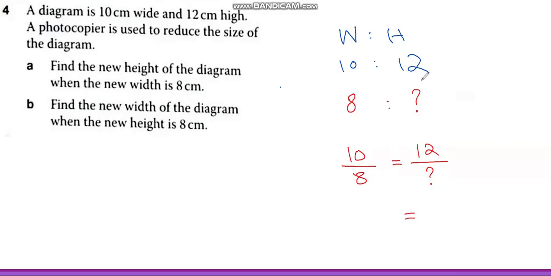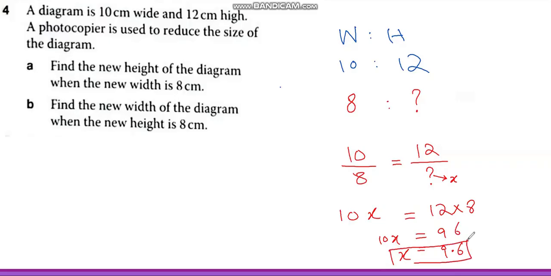Let's suppose the unknown is x. So we can write 10x equals 12 times 8, and that should be 96. So 10x equals 96, and if we want to find the value of x, meaning the height, it should be 9.6. It means when the width becomes 8, the height will be 9.6. So the height will be 9.6 centimeters.